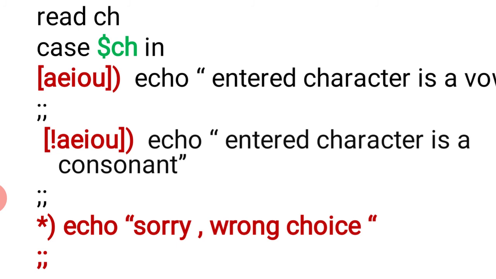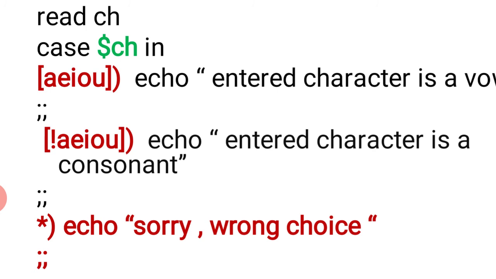If you have entered B, C, D, or any other character, then the first choice doesn't match. It means it goes to the second choice, and in the second choice we have used the negation symbol. Negation of A, E, I, O, U. It means if these characters are not entered by the keyboard, meaning anything other than these, then the entered character is a consonant. Students, here if we enter 7 or 8 or 9, a digit, it is treated as a consonant.